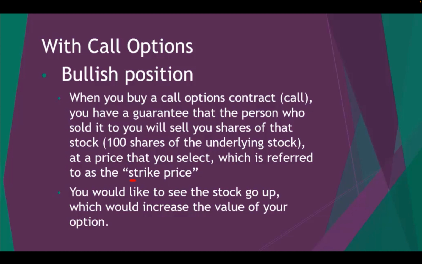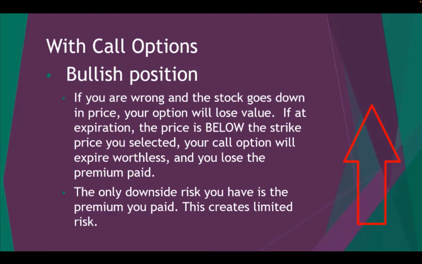That's called the strike price. And you'd like to see the stock price go up, that increases the value of your option. If you're wrong and the stock price goes down, your option will lose value. So at expiration, if the price is below that strike price that you selected, your call option is worthless. What is your loss? Your loss is limited to just the premium that you paid. The only downside risk you have when you buy a call option is the premium that you paid.